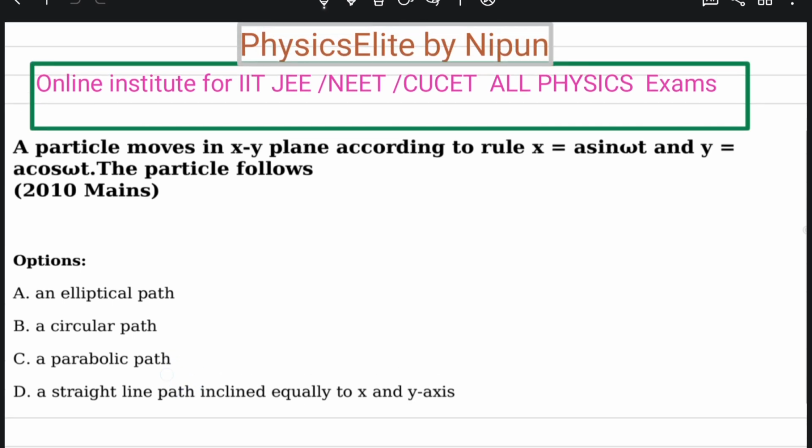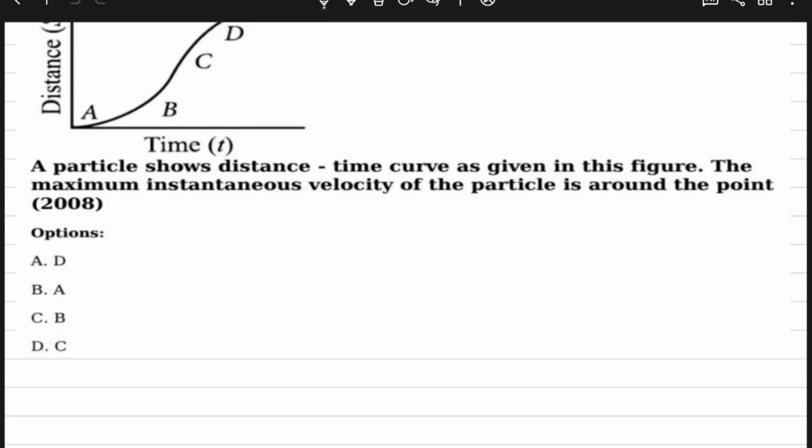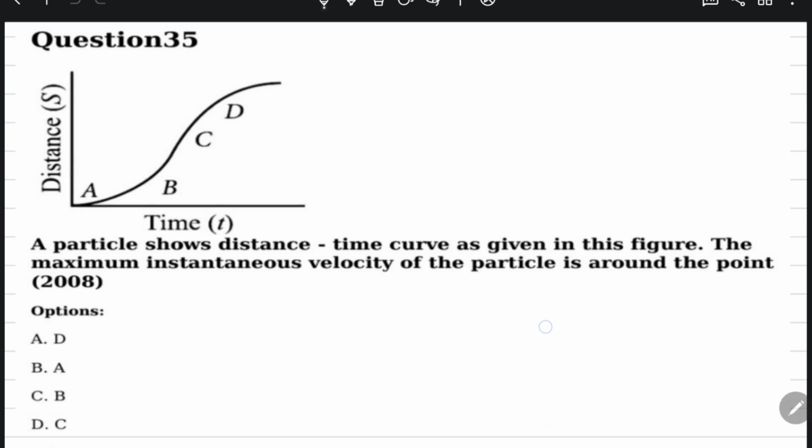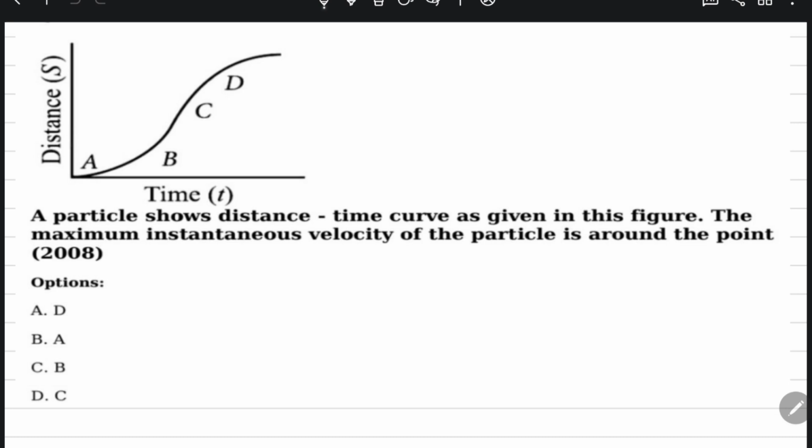This question I think we have already done in the last video. After this, this is a NEET 2008 question. A particle shows a distance-time graph as given in this figure. The maximum instantaneous velocity of the particle is around the point. Maximum instantaneous velocity means the slope here is maximum.